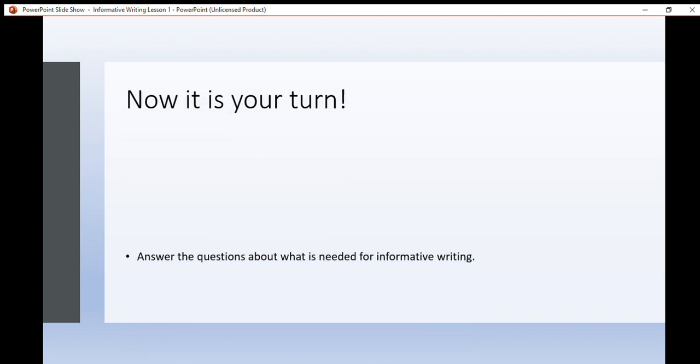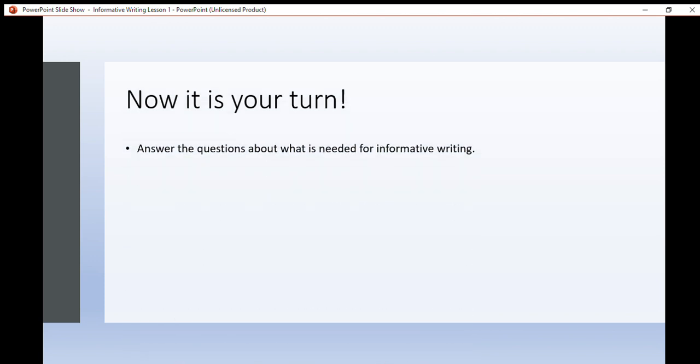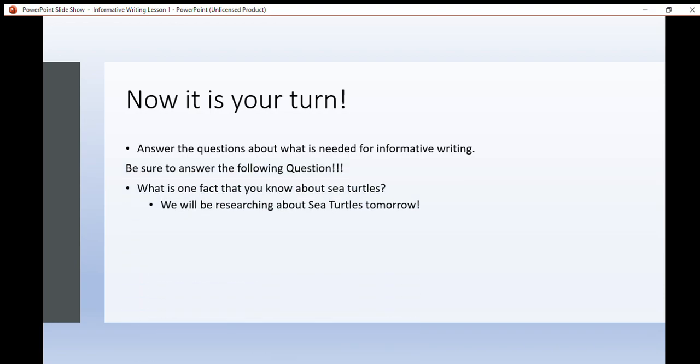So now it is your turn. Answer the questions about what is needed for informative writing below. Then make sure you comment and answer the following question. What is one fact that you know about sea turtles? We will be researching about sea turtles tomorrow.